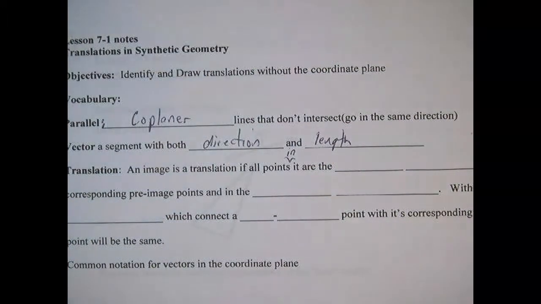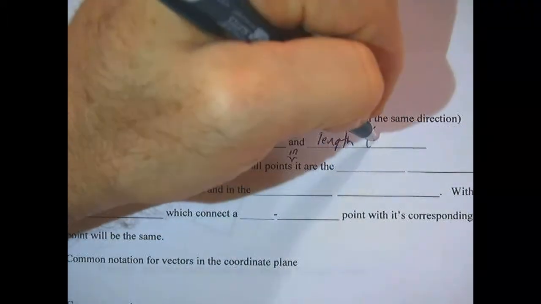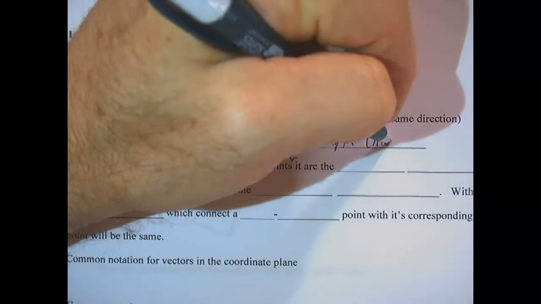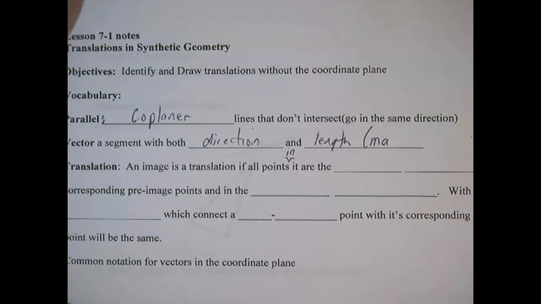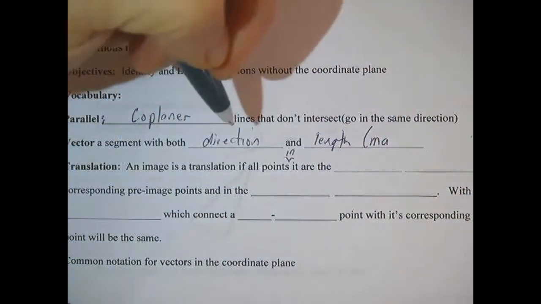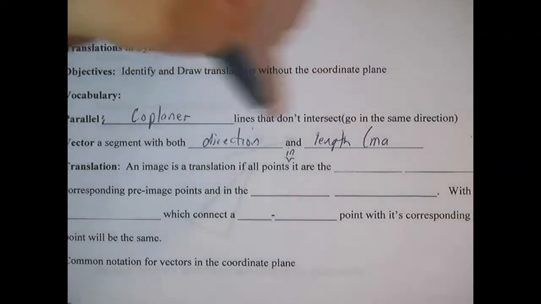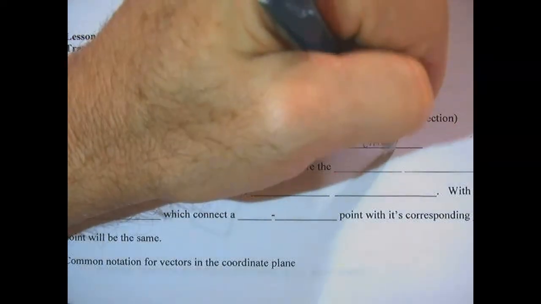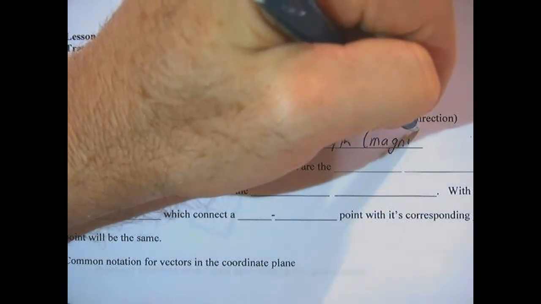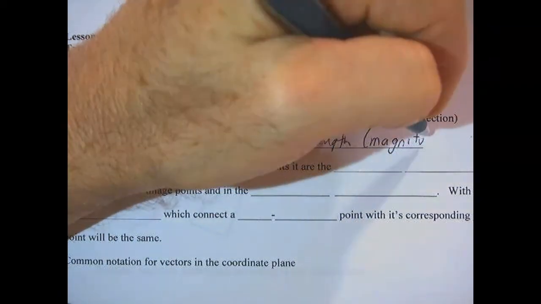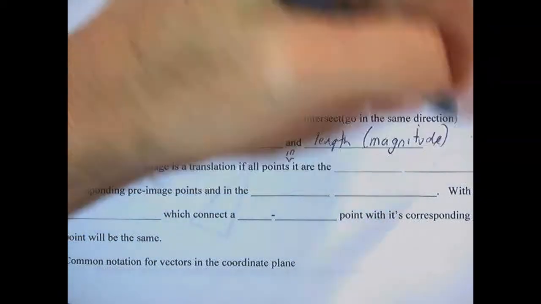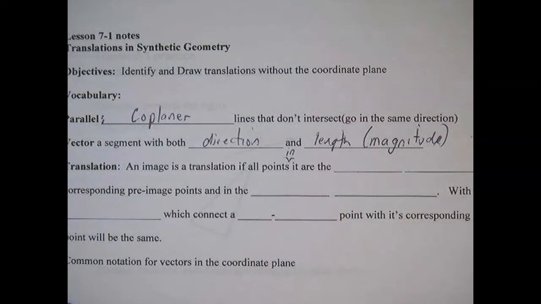Now, we think of it as length. Sometimes that word length is magnitude. It's just called magnitude in applications, or if you were to look up vector online, you'd probably see it's a segment with both magnitude and direction, something like that. Okay, so magnitude is the word that you hear, but for our purposes, we can think of it as a length.